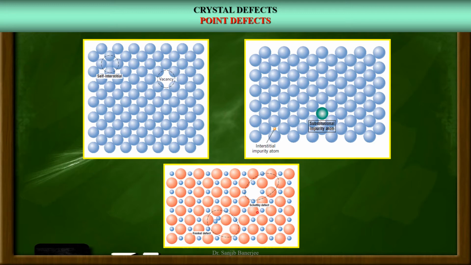Thus, the Schottky defect is related to only one point defect, that is vacancy, and the Frankel defect gives rise to two point defects, which are the vacancy and the interstitial. So, these are the different examples of point defects.